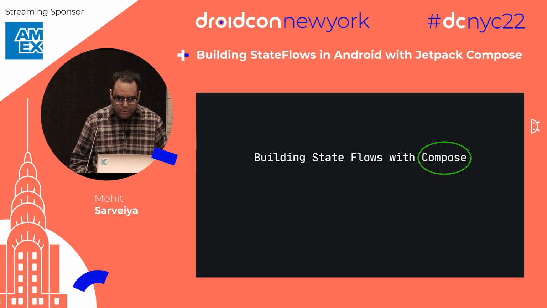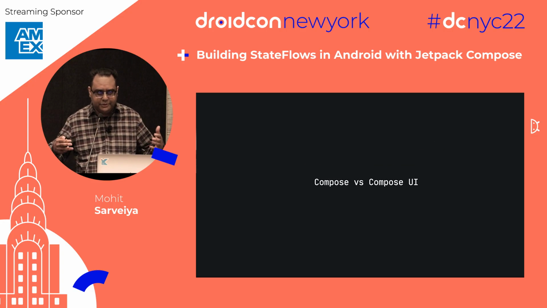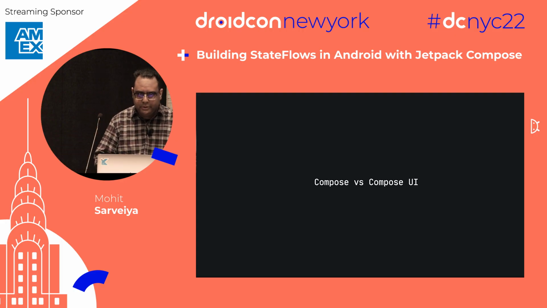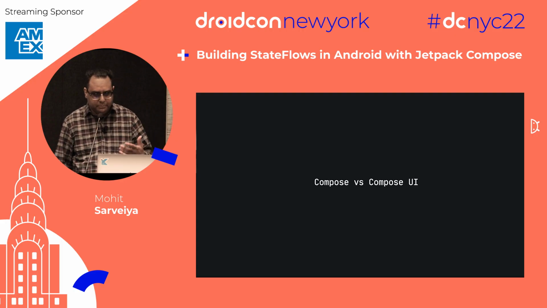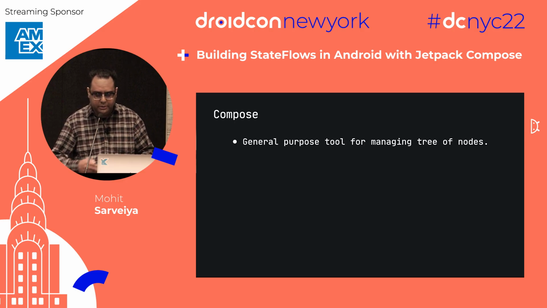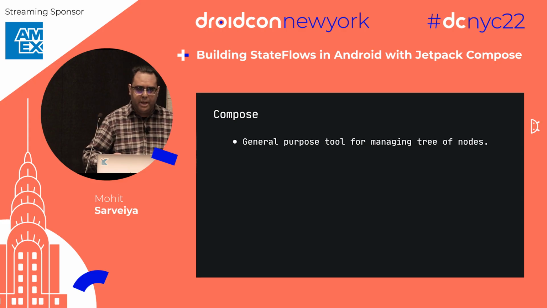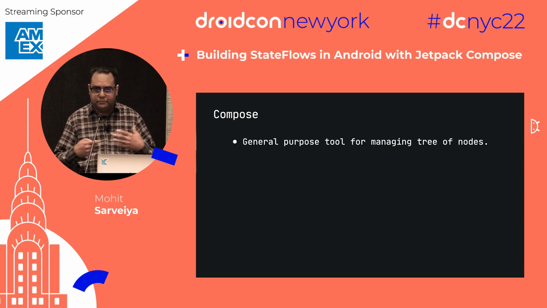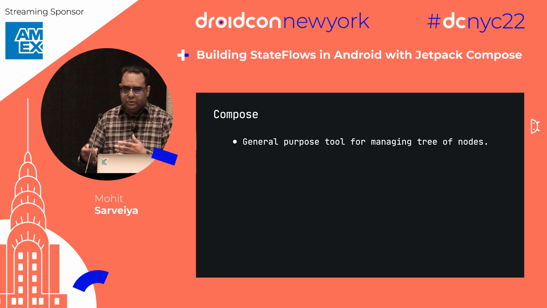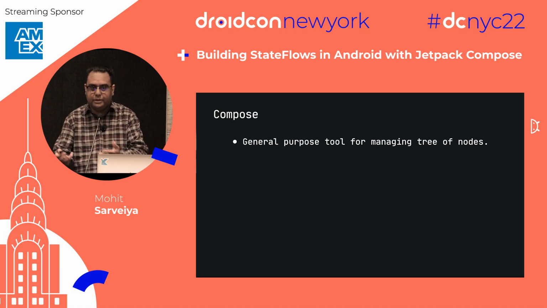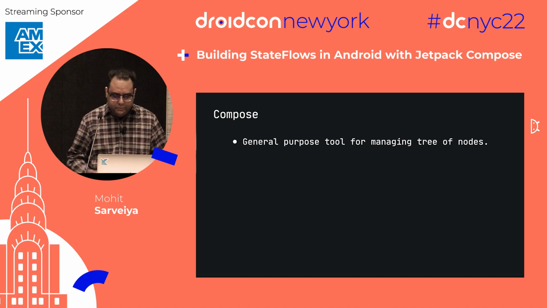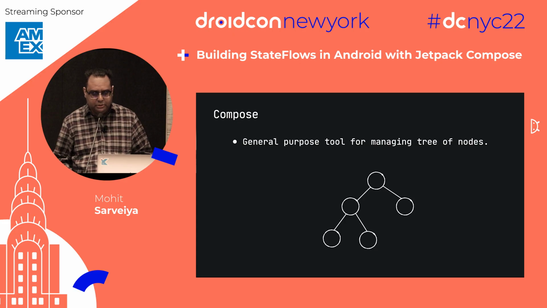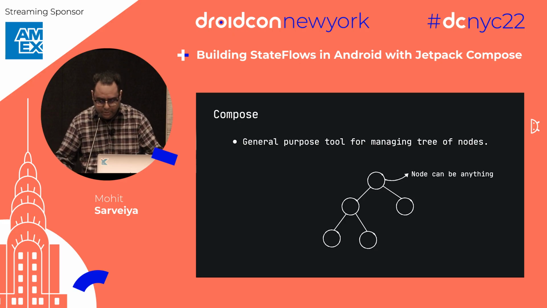At Cash App, we draw a clear distinction between Compose UI and Compose. Compose, the core, is a general purpose tool for managing a tree of nodes. It knows nothing about the UI, but you could leverage it to build different libraries like Compose UI. You could also hook into it to build things like Molecule, or another library like Mosaic by Jake. These nodes could be anything.